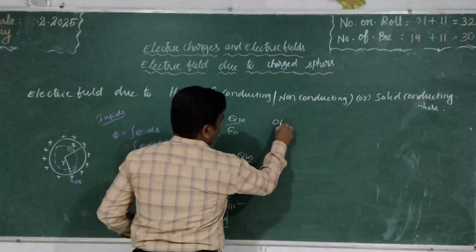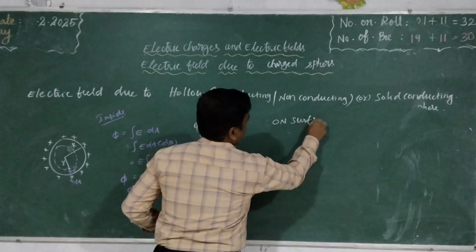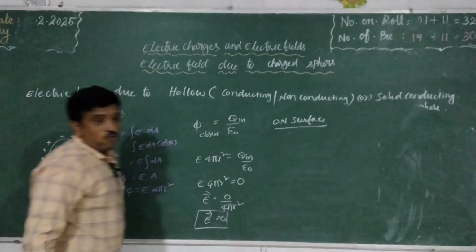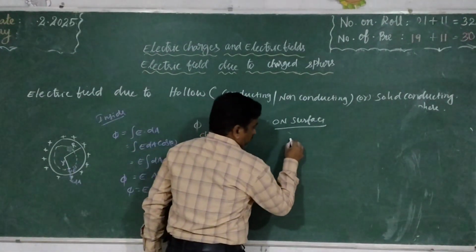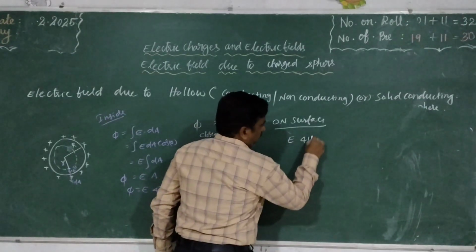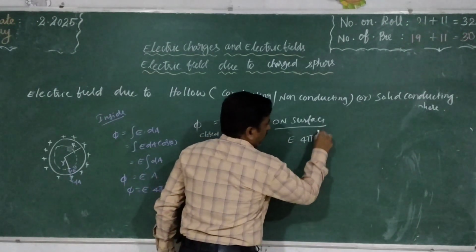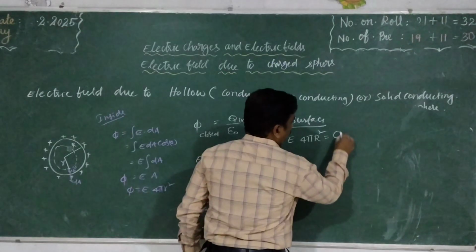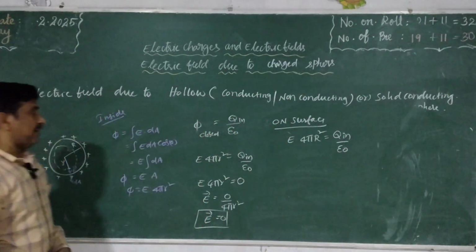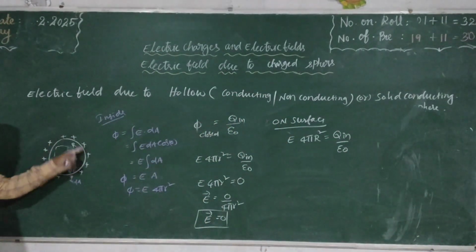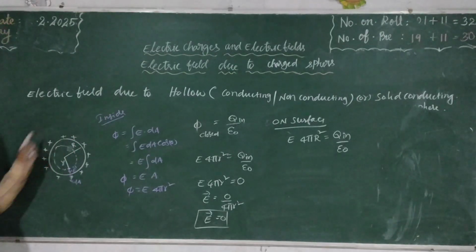On the surface of the sphere, what is the electric field? Here E times 4 pi capital R squared equals q inside by epsilon naught. Why can we write this directly here? See, this is on the surface, and this is our Gaussian surface.